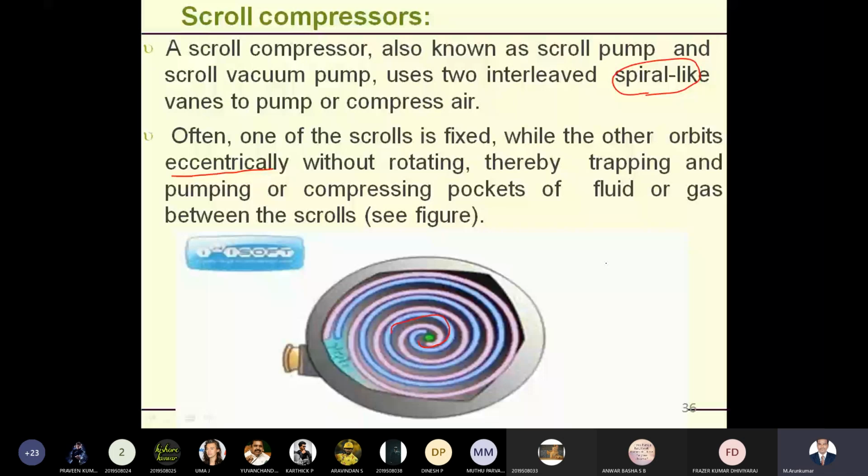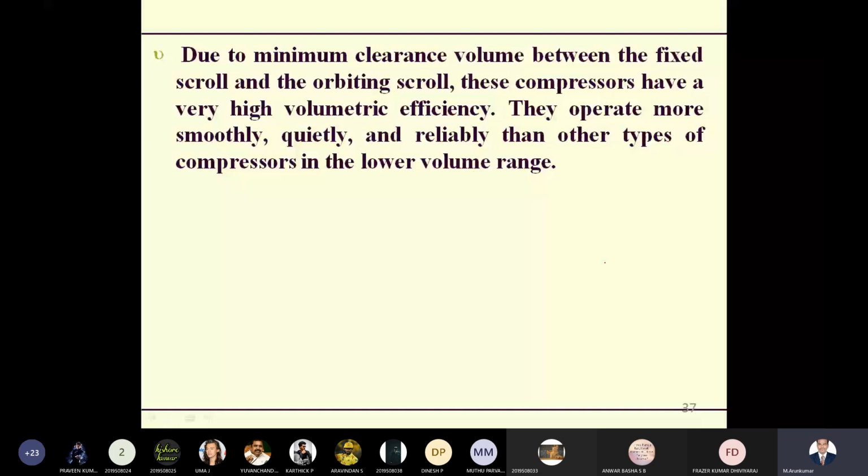Due to the minimum clearance volume between the fixed scroll and the orbiting scroll, these compressors have a very high volumetric efficiency. This will give you more actual volumetric efficiency. They operate more smoothly, quietly, and reliably than other types of compressors in the lower volume range.